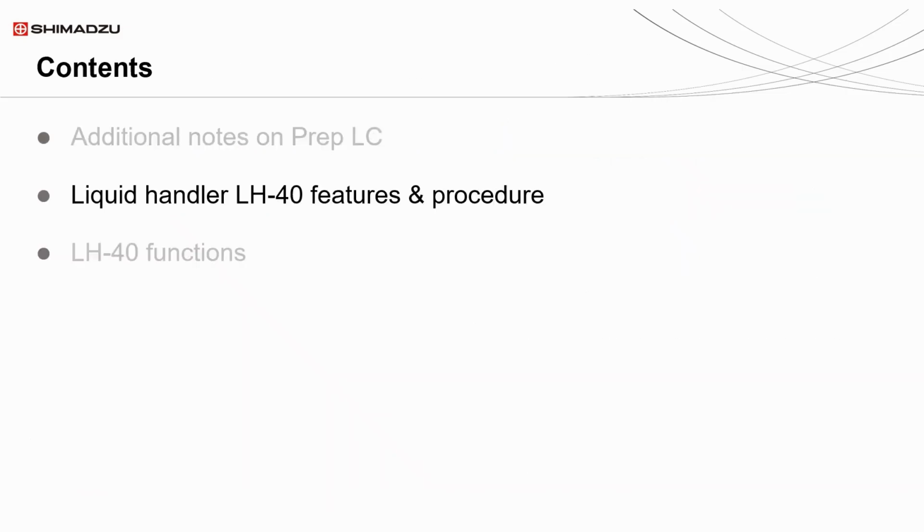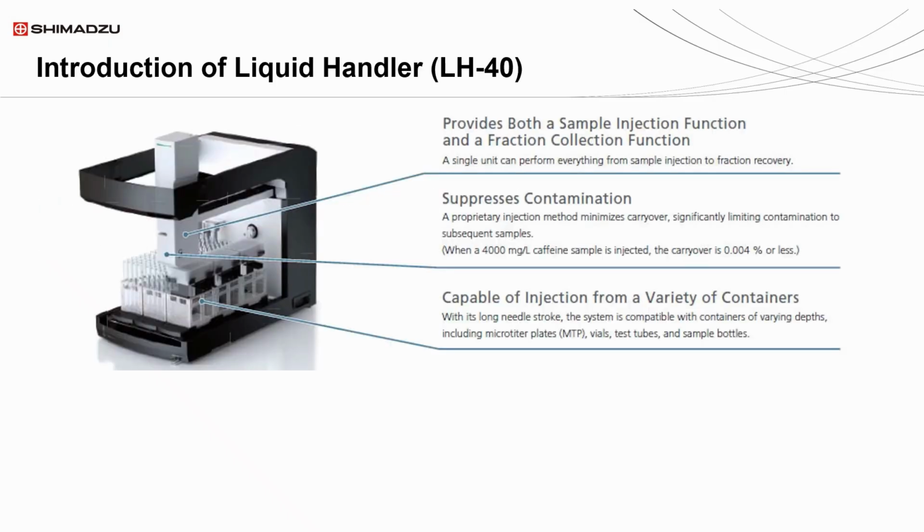Moving on, we will look into LH40 features and operations. LH40, also known as the liquid handler, is a unit that acts as both the autosampler and the fraction collector. This gives it the ability to perform complex instructions that the FRC40 and FRC108 lack, such as purity checks. It also holds a proprietary injection method that minimizes carryover to minuscule amounts that will greatly suppress contamination.